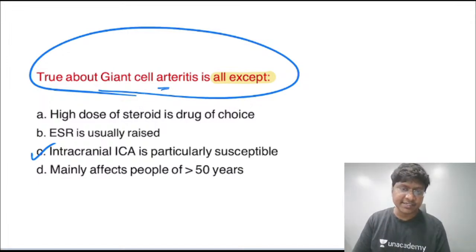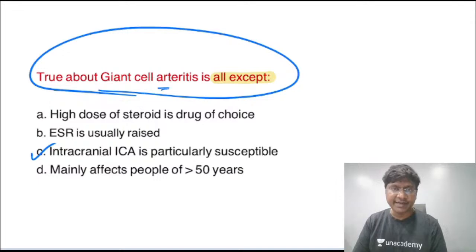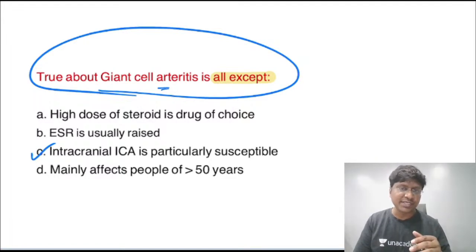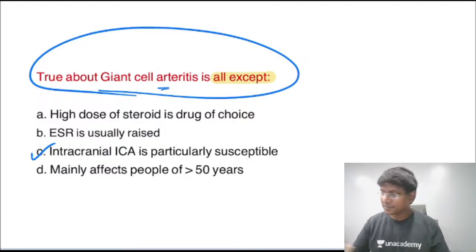Otherwise, in giant cell arteritis, what is the drug of choice? That is high dose steroids. And ESR is elevated because it's a vasculitis. The age group at which you see temporal arteritis is commonly more than 50 years. Whereas in Takayasu arteritis, the age group is less than 50 years, okay, right?